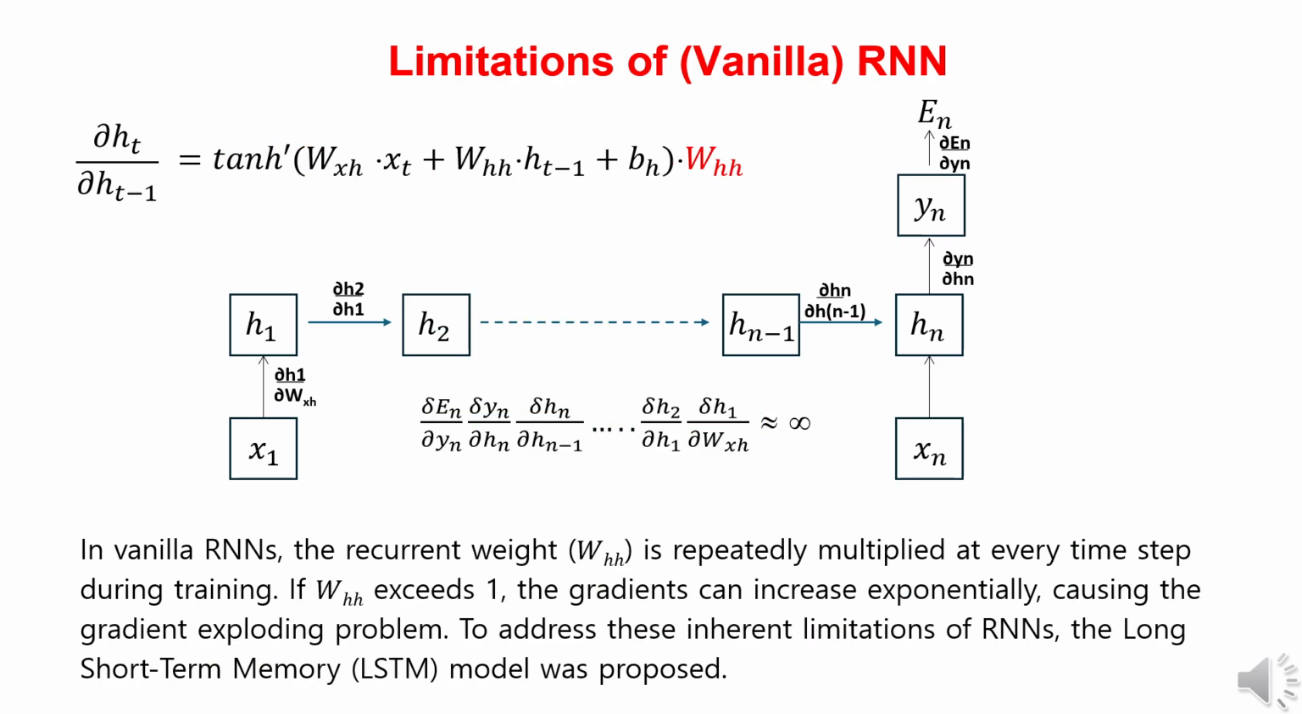Additionally, examining the partial derivative of the hidden state reveals the recurrent weight, omega HH, between hidden layers. In a vanilla RNN, this same weight, omega HH, is multiplied repeatedly at every time step during training. If omega HH exceeds 1, the gradients can grow exponentially, potentially causing the gradient exploding problem. To overcome these limitations of RNNs, the long short-term memory LSTM algorithm was proposed.